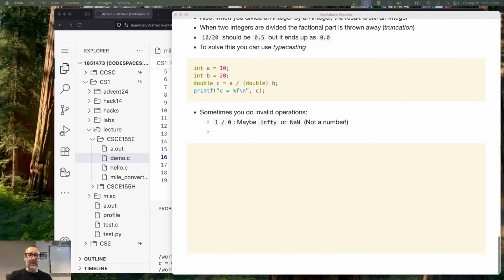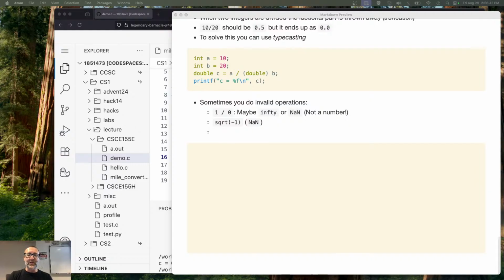Let's see. What about square root of -1? What is that in math? I, right? It's an imaginary number. It's a complex number. This will result in NaN as well, not a number, because it only deals with non-complex numbers.